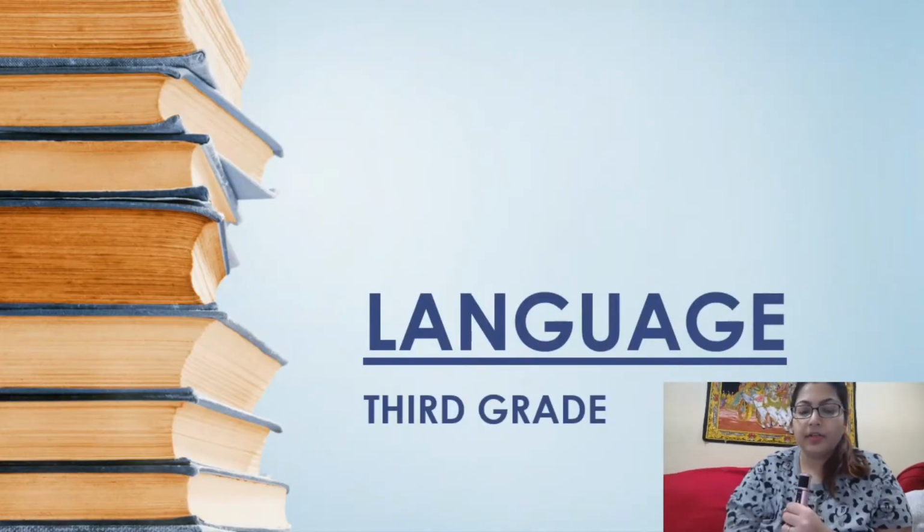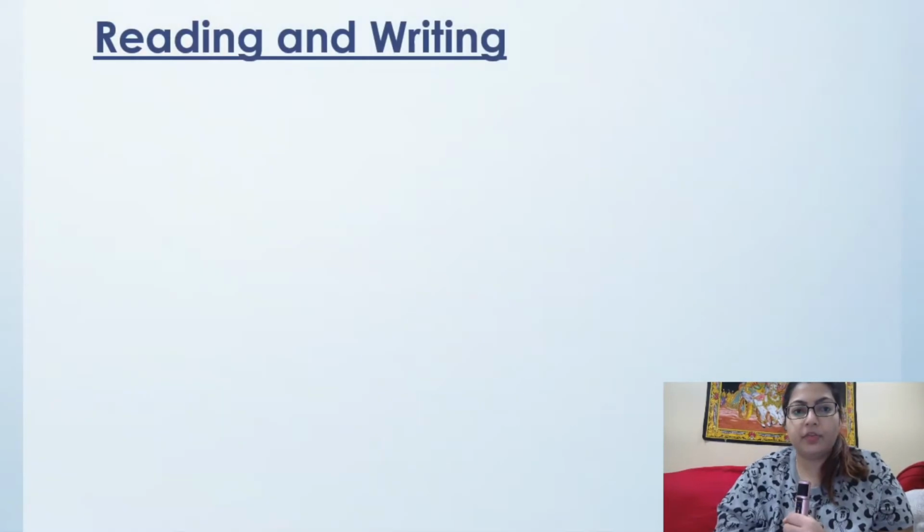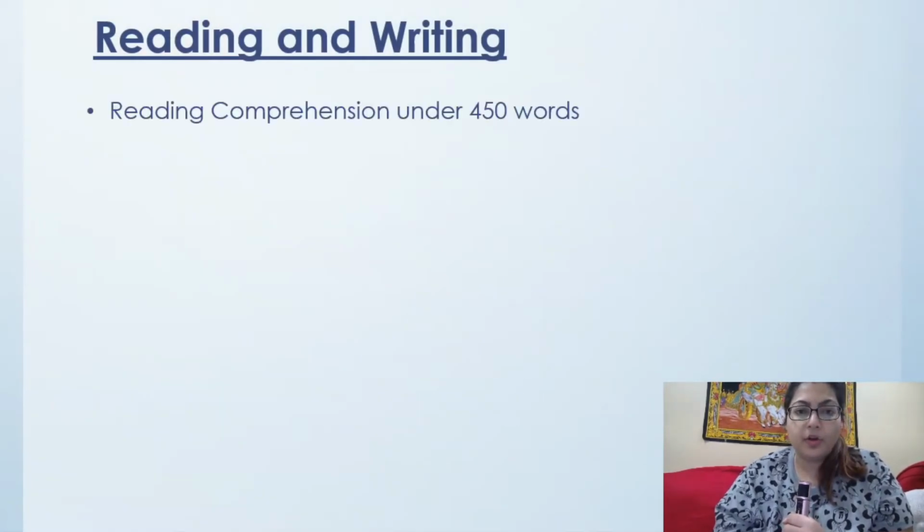Language third grade. So the first topic on language third grade will be reading and writing, under which we will be focusing on comprehension, and the text size will be under 450 words. And over here they will not only have direct questions from the text, but they'll also have some analytical questions where they have to write something and put their own opinion. And that's where the writing skills come in.